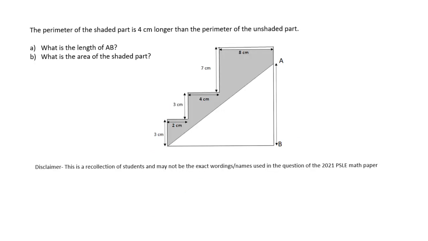Moving on to part B, we need to find the area of the shaded part. So what I'm going to do is find the area of the whole figure and then minus the unshaded part, which is the triangle. So to find the area of the whole figure, I'm going to divide this figure into 3 rectangles.